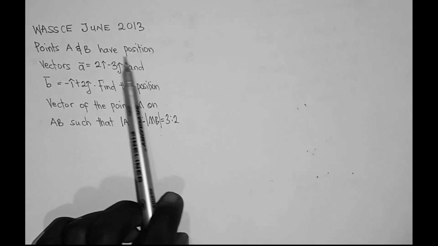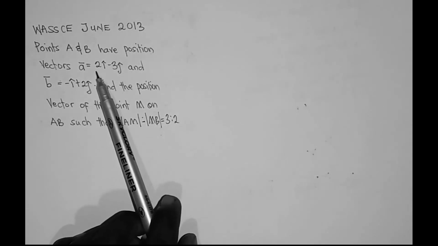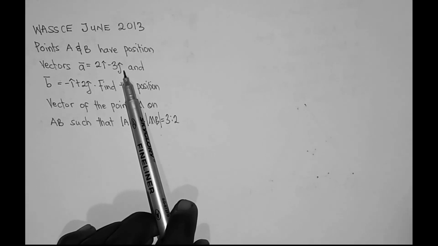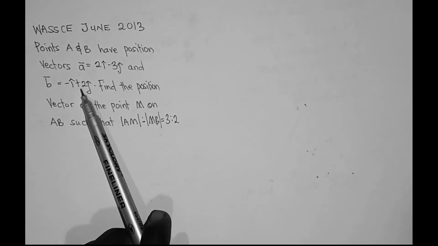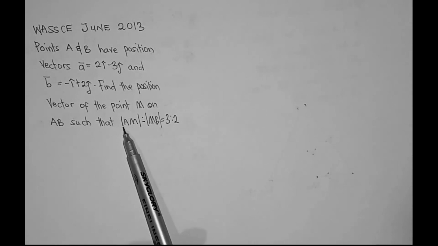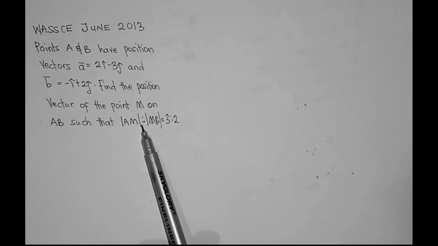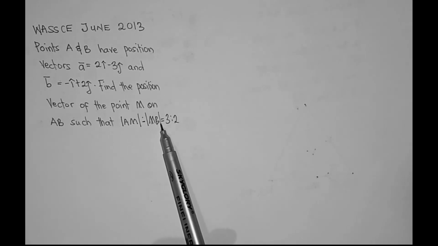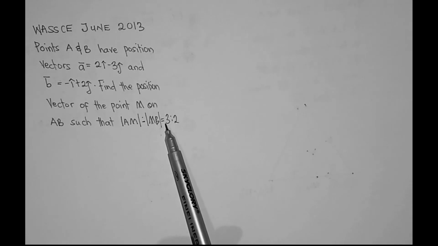Points A and B have position vectors A equals 2I minus 3J, and B equals minus I plus 2J. Find the position vector of the point M on AB such that the magnitude of AM in ratio with the magnitude of MB equals 3:2.